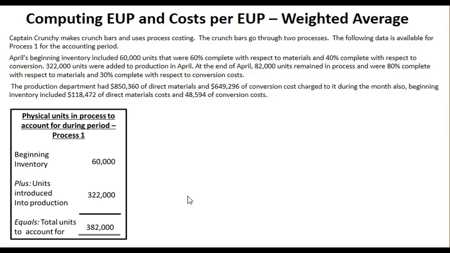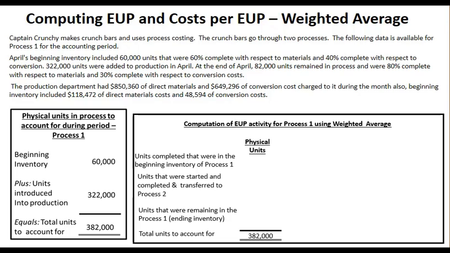Now we're going to go through the exact same problem with the exact same numbers, percentages, and so forth, but now we're going to utilize the weighted average method. Again, if you will remember the physical units in process, we did that calculation several slides ago. Beginning inventory plus the units that we put into production means that we have to account for 382,000 units.